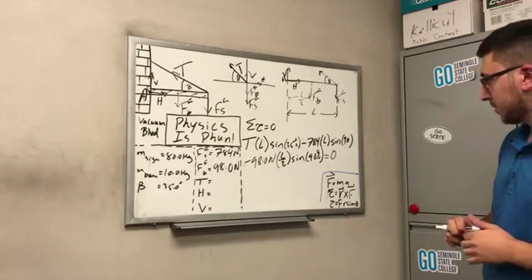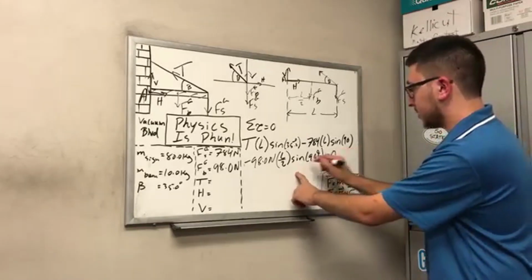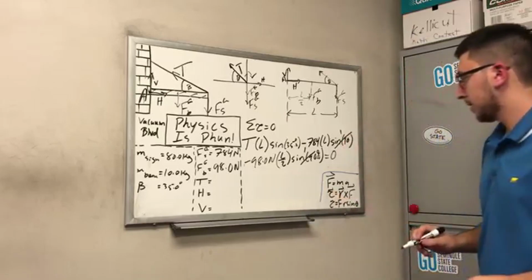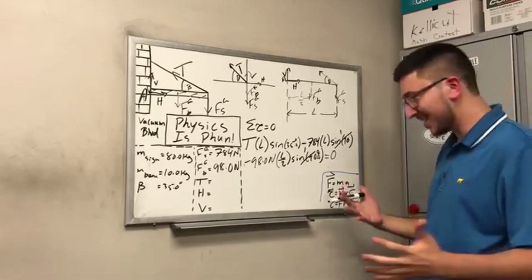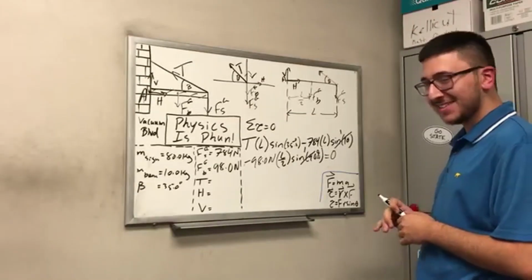The first thing we can do is cancel our sine 90s. Those are 1. Using our trig, using our math skills, right, it's now useful.